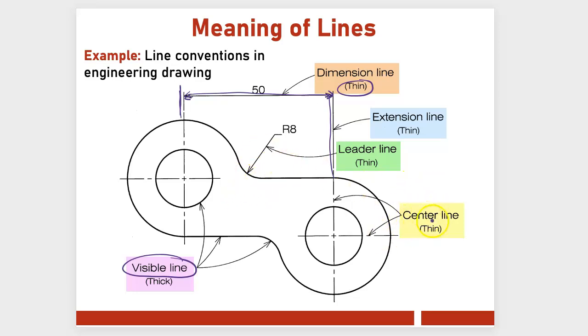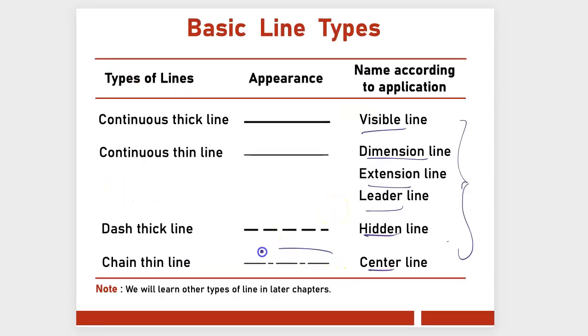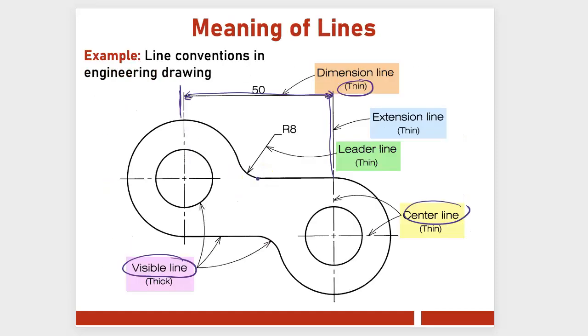And then finally we have our center line. You can see that it is almost like a dash. So center line is like this. It's called a chain thin line. A chain thin line is used to indicate the center of the hole, also to indicate symmetry.